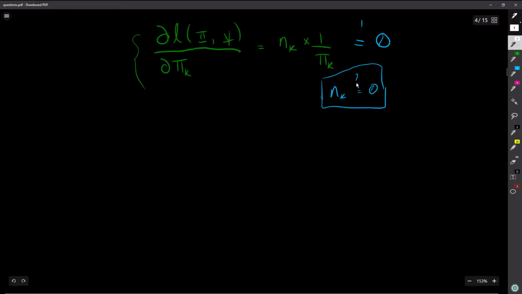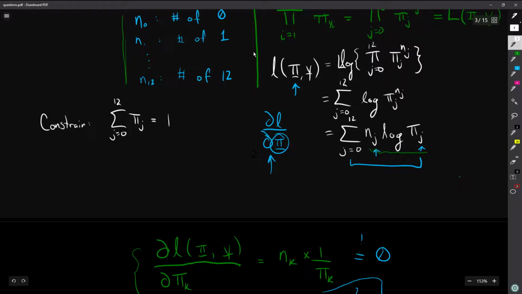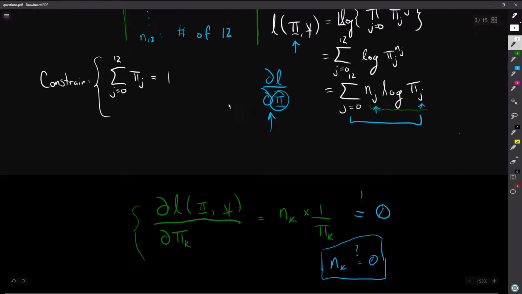But whenever you want to do a constrained optimization problem, so we're trying to maximize the likelihood here, the log likelihood, and we have this constraint. We need to constrain the sum from j equals 0 to 12 of pi j equals 1. Okay, so this essentially acts as our additional equation that we want to work with here.